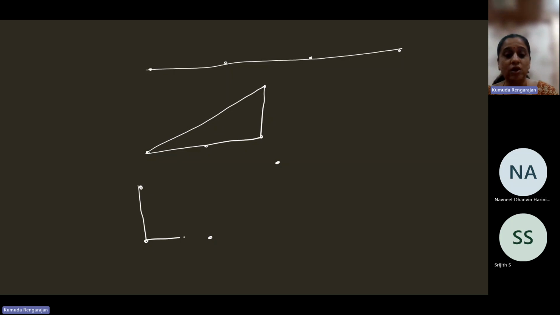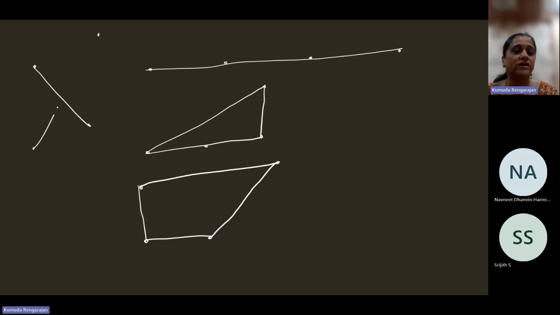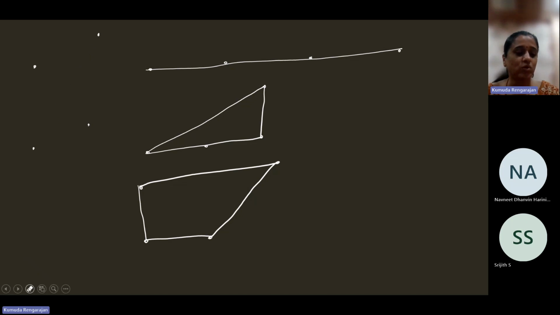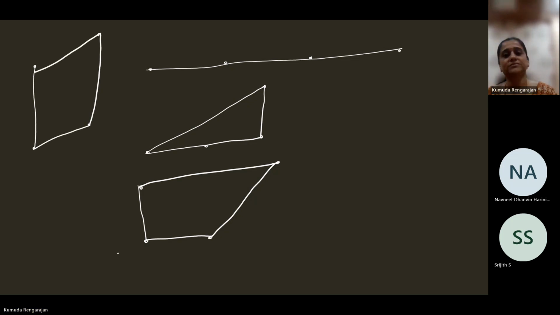Now try to join in order. What do we mean by order? If you have points like this and you join like this, you will not get a quadrilateral. You must join the points in order. That means you must go in the clockwise or anti-clockwise direction, any one direction. You should not do this. So see, now a quadrilateral is formed.